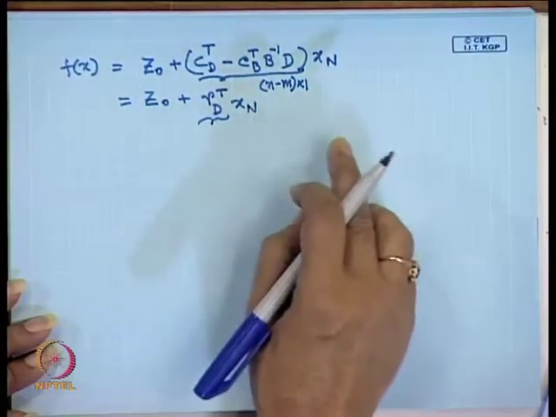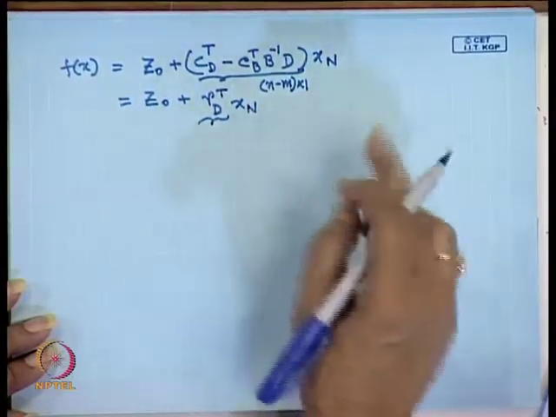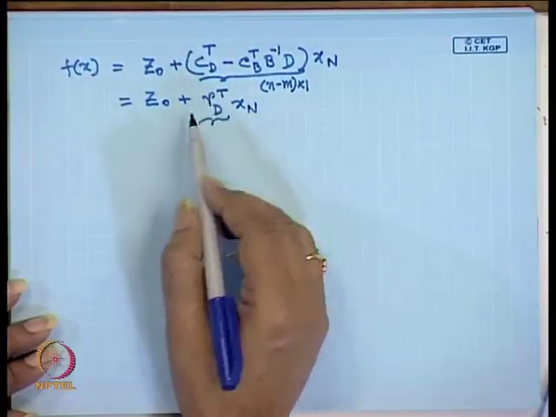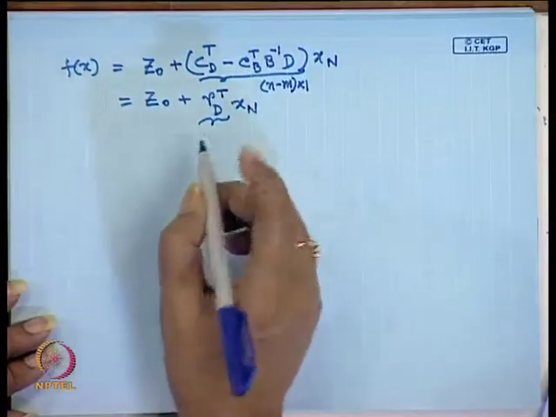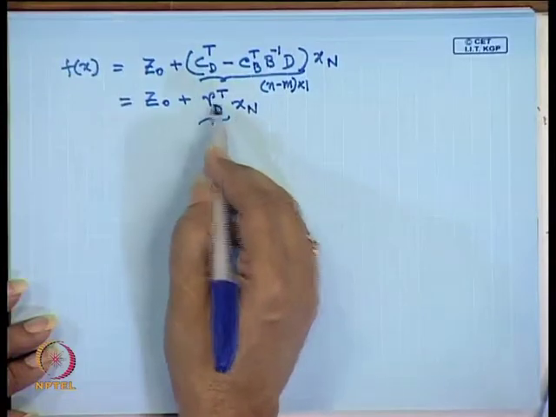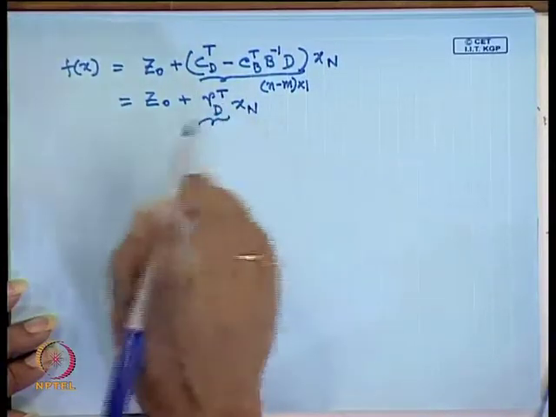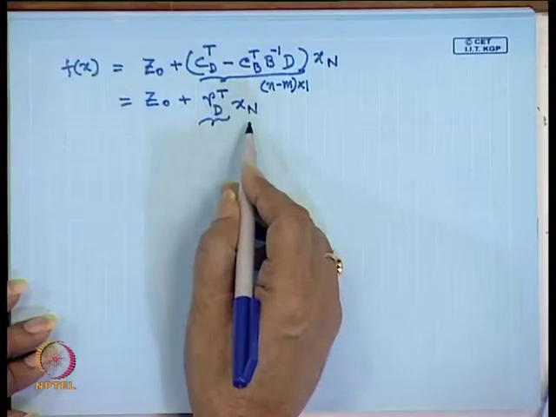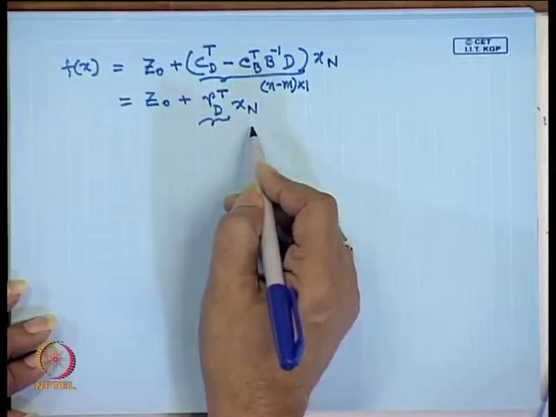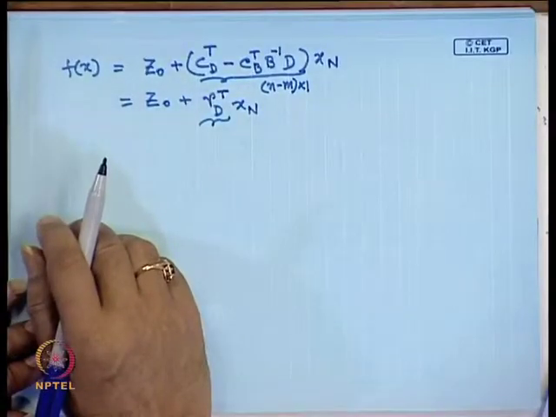because the non-basic variable xn is greater than or equal to 0, you have to increase it. So this function value will decrease if the corresponding element in Rd transpose is negative, because the xn element you have considered is positive. That corresponding element in Rd transpose must be negative, then there is a possibility of reducing the function value.